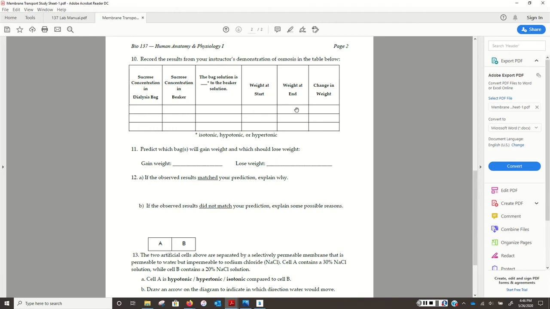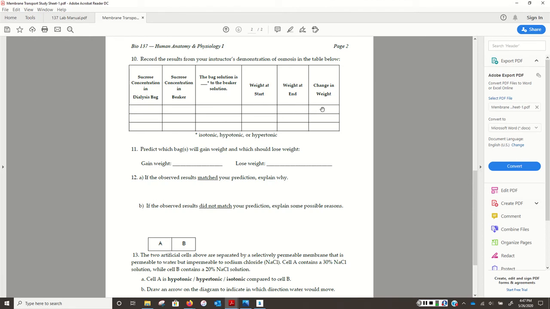What do you think happened as that bag sat down in a solution and the solution had less solute? What do we think happened? Well, at the end, I weighed that bag again, and it was 30 grams. So at the start, it was 26. At the end, it was 30. So what happened? It gained 4.